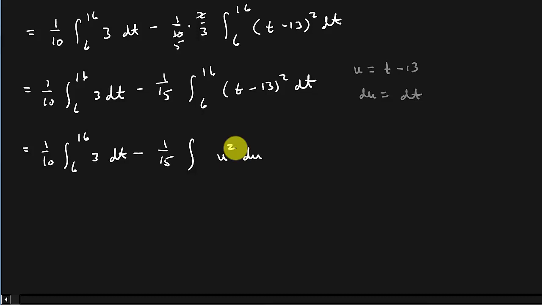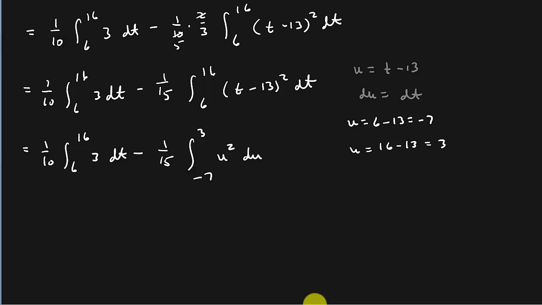Now u is equal to 6 minus 13, which is -7, and u is 16 minus 13, which is 3. So we're going from -7 to 3. Remember, we're changing our variable, so we have to change our bounds on our integral.